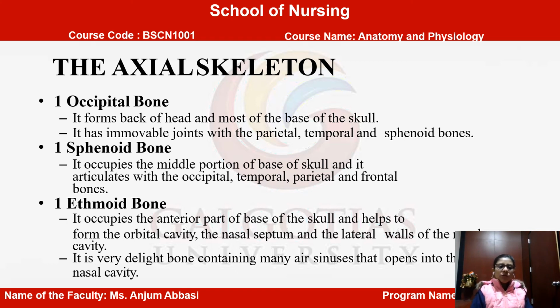Next is sphenoid bone. This is one sphenoid bone. It occupies the middle portion of base of skull and it articulates with the occipital, temporal, parietal and frontal bone. Next is one ethmoid bone. It occupies the anterior part of base of the skull and helps to form the orbital cavity and nasal septum. It is a very delicate bone containing many air sinuses. And these sinuses open into the nasal cavity.